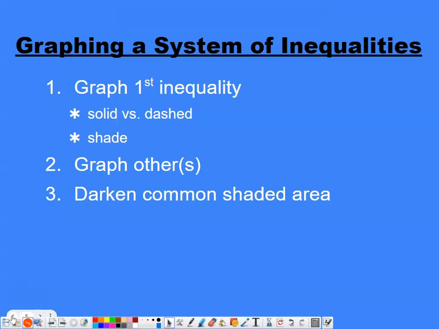So here are the steps. So we're going to graph a system of inequalities. You graph that first inequality. You have the solid versus dashed line. You need to remember shading. You're going to do that for any other lines that you might have, any other inequalities. And then this last step is you're going to darken that common shaded area.